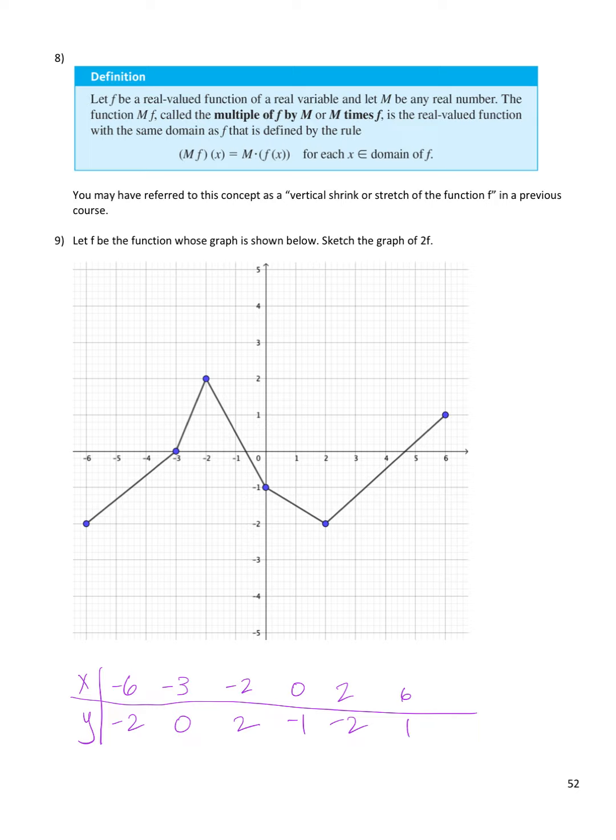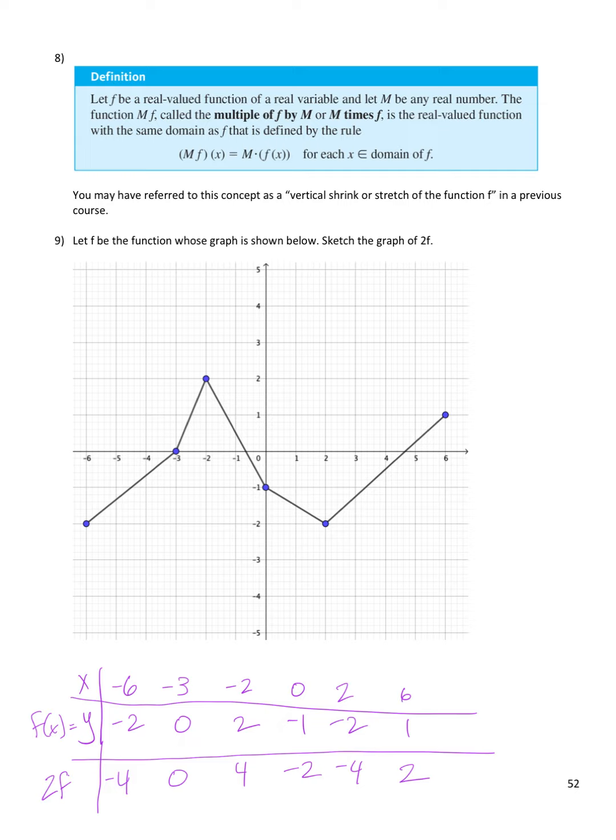All right, so now when I want to calculate 2f, I'm just going to double the y's, because this y really is f of x. So 2f is 2 times the y. So now my y's are just going to get doubled. So I have -4, 0, 4, -2, -4, 2. So I took each of these y's and just multiplied by 2.